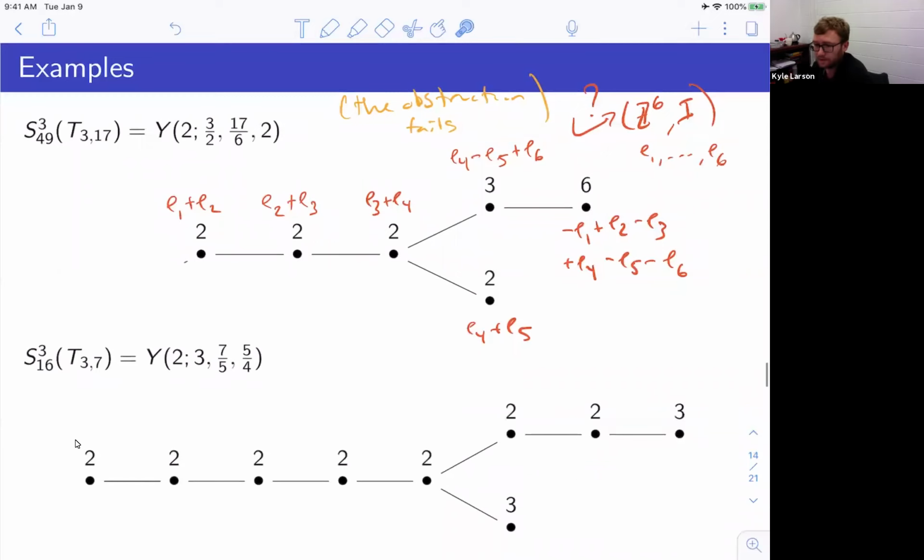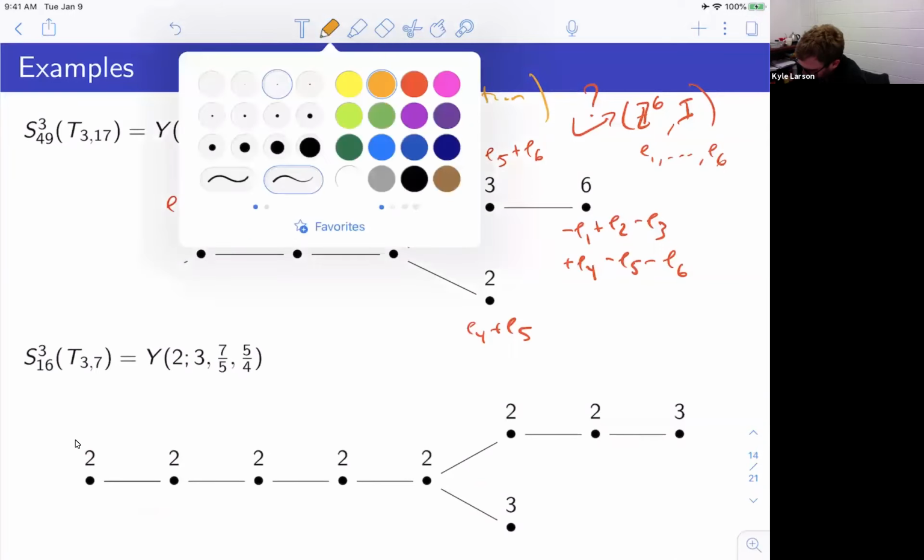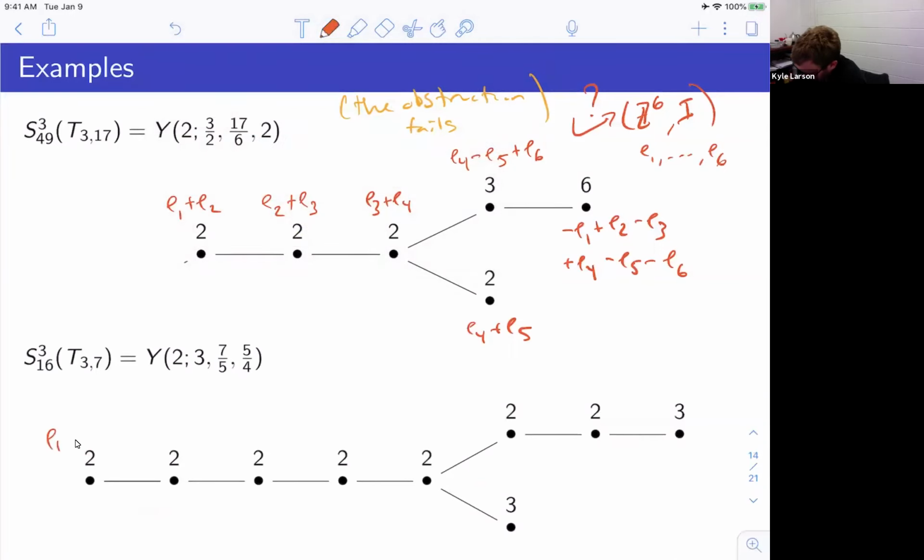Okay, so that's this first example, and let's look at the second one. Notice that we have a very long 2-chain. And so if you were convinced by my discussion previously, on this 2-chain we'll have the same sort of phenomenon, right? So let me just give the embedding here. Up to reordering basis vectors, it's going to look like E1 plus E2, E2 plus E3, E3 plus E4, E4 plus E5, E5 plus E6, E6 plus E7, E7 plus E8.